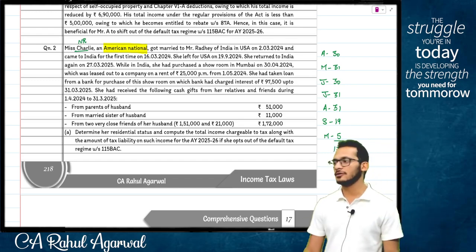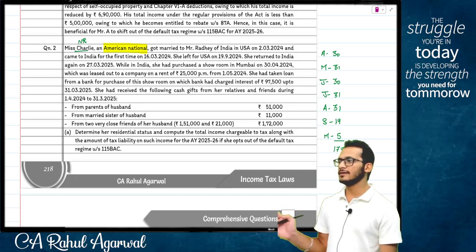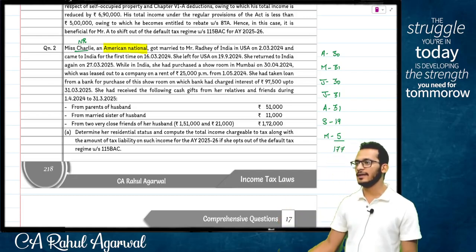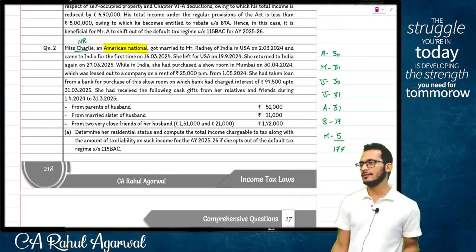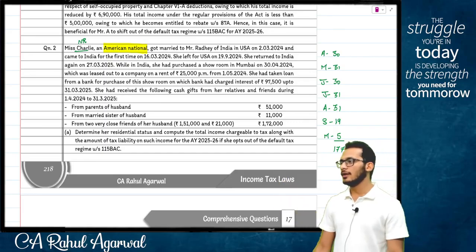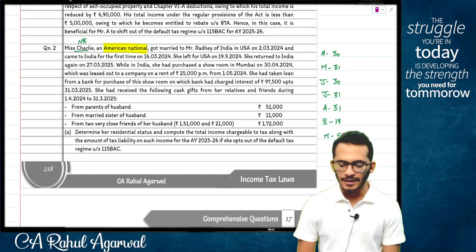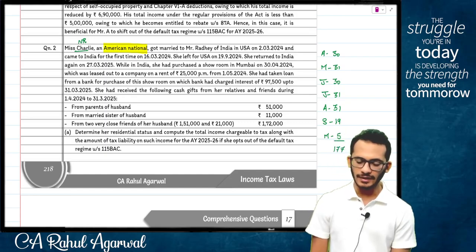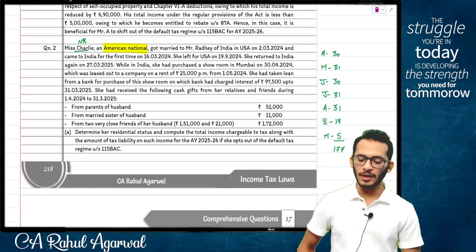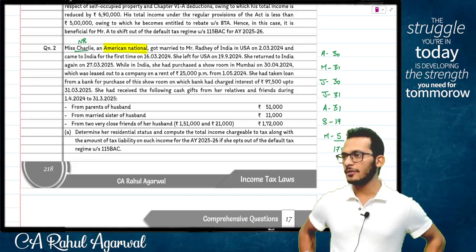You understand how to approach a question? Yes, it is always about knowing the status first before you start reading things, because as you start reading incomes, some will be taxable, some will not be taxable, because the person is now NR. Pay attention. While in India, she purchased a showroom in Mumbai on 30th April 24, which was leased out to a company on a rent of 25,000 per month from 1st May.